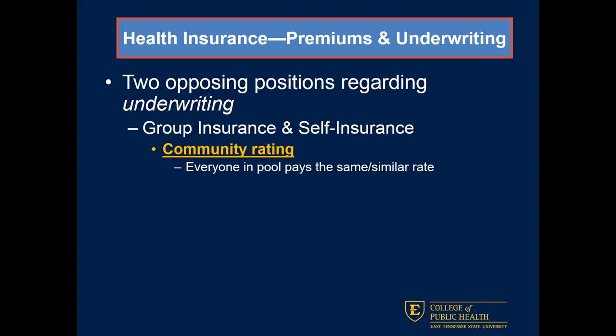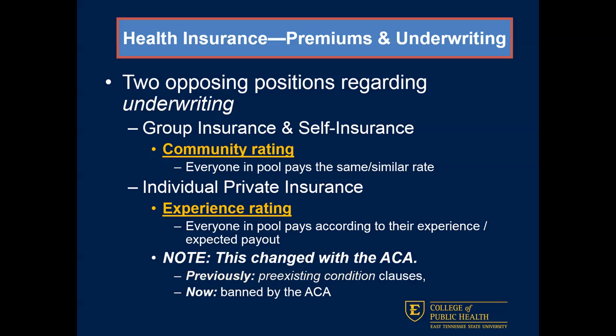There's a couple exceptions, like if you smoke or have some type of tobacco use, but generally with the community rating, everybody who works here at the university and has insurance through the university is going to pay the same amount for insurance. I'm going to pay the same as anyone else in my department or anyone else that works for the university. So that's the first type of position that you can have regarding group insurance and self-insurance, where everyone pays the same or a similar rate.